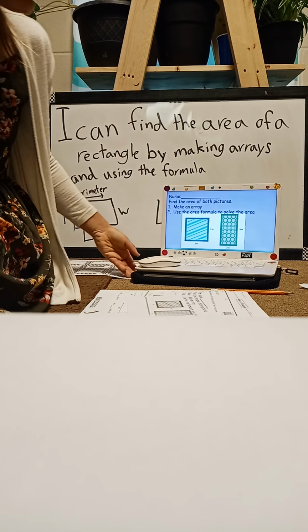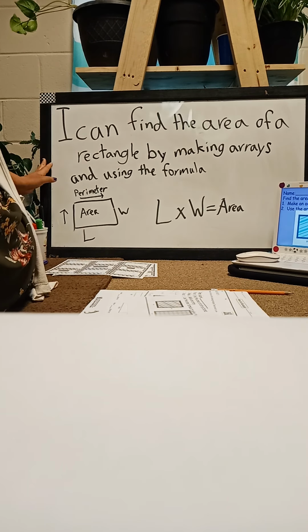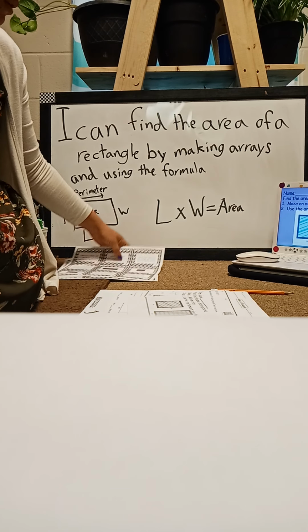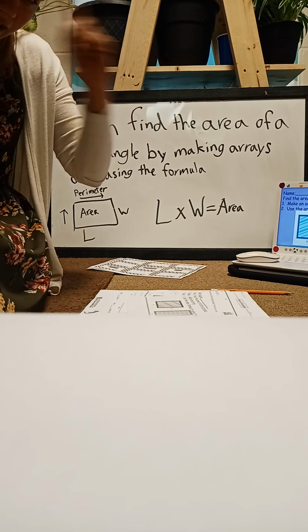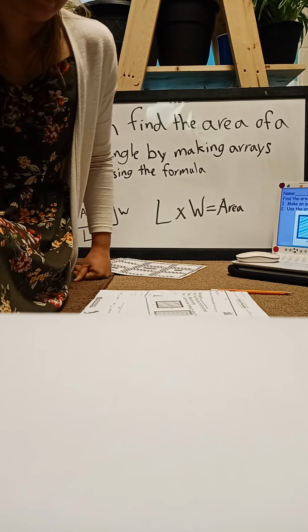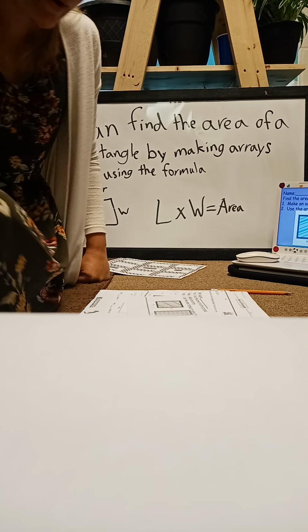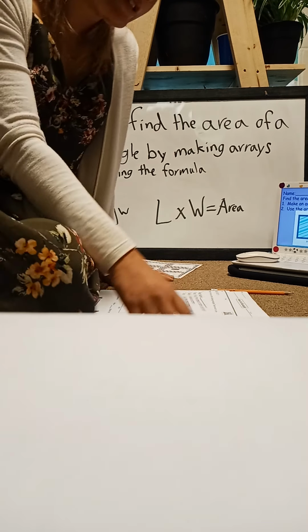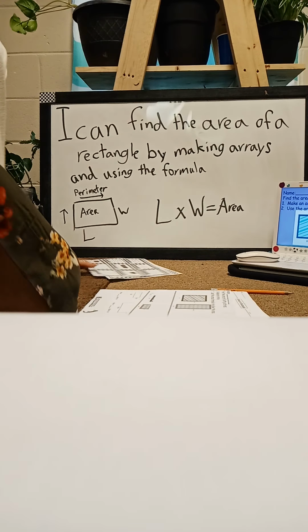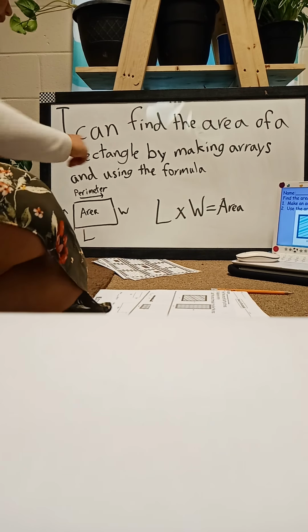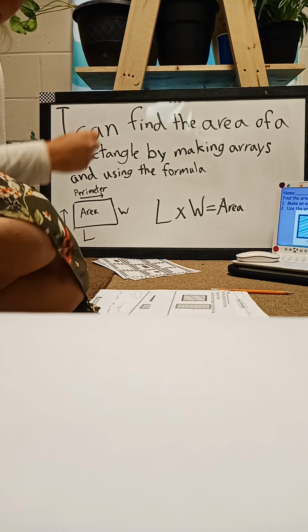Before we do that, let's just go over our I can statement, because this is what I want you guys to know at the end of the lesson. So I want you guys to think in your heads, do I know this? Is there anything I need help with? Do I have any questions? And if you do, please come ask me when you're done with your exit slip, or you can ask me before. So let's say it all with me. I'll count down from 3.